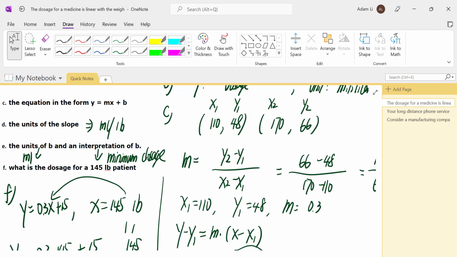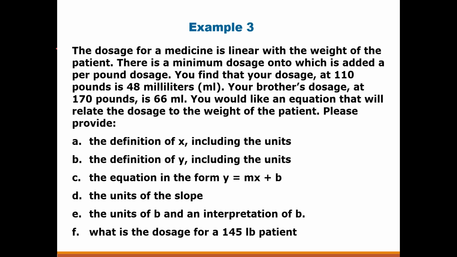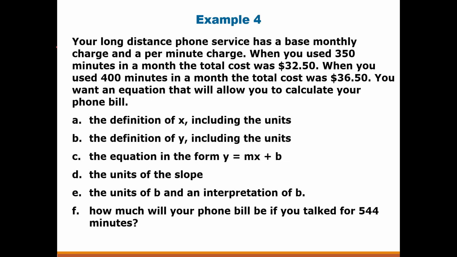So let's go back to the PowerPoint. Let's continue from here. We'll take care of this dosage problem. Now another problem is the monthly service charge for phone service. The long distance phone service has a base monthly charge and a per minute charge. You use 350 minutes in a month, and the total cost was $32.50. When you use 400 minutes in a month, the total cost was $36.50.